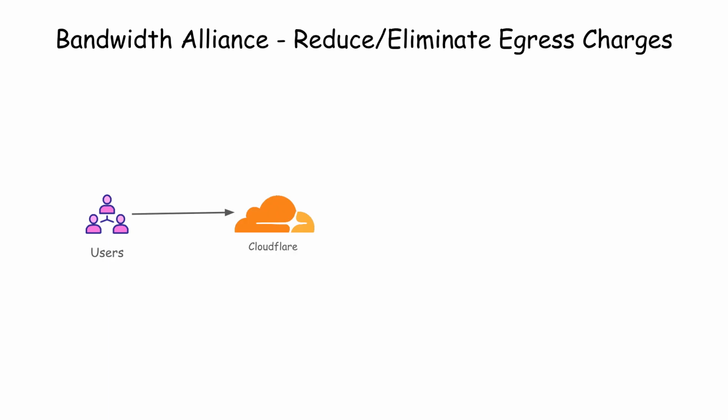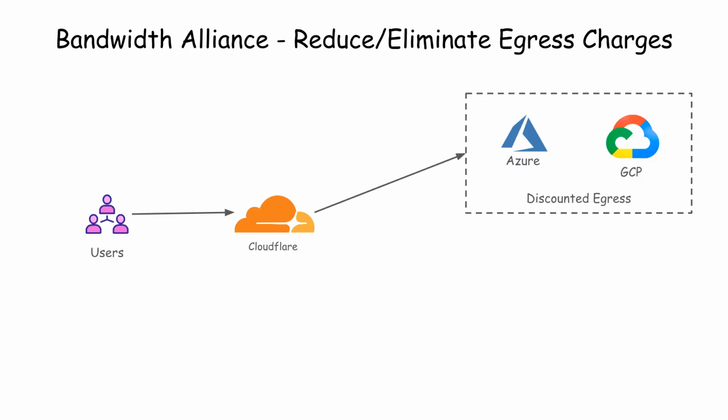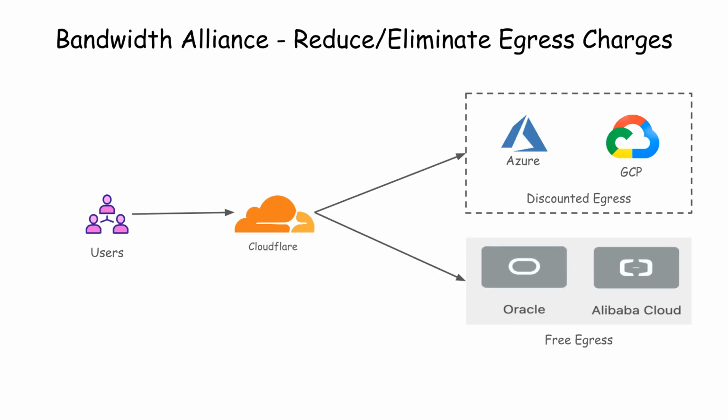If your origin servers are hosted with a partner like Microsoft Azure or Google Cloud Platform, you benefit from significantly discounted egress rates. And if you host with partners like Oracle Cloud or Alibaba Cloud, the deal is even better. The egress fees for data sent to Cloudflare are completely waived off. For a startup, this is a huge advantage. It dramatically lowers your operational costs and gives you more flexibility to choose the best cloud provider for your backend services without having to worry about unpredictable bandwidth bills. It's another way Cloudflare helps you build a more efficient and cost-effective infrastructure.